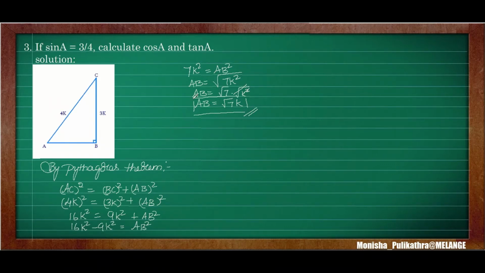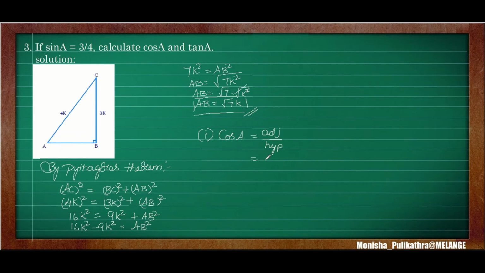Now we have to find out cos A and tan A separately. So first one is cos A. Cos A is adjacent by hypotenuse. Here this is the hypotenuse side, and the angle A is the angle, so if A is the angle, then this will be the opposite side. So hypotenuse and opposite, so this will be the adjacent side.